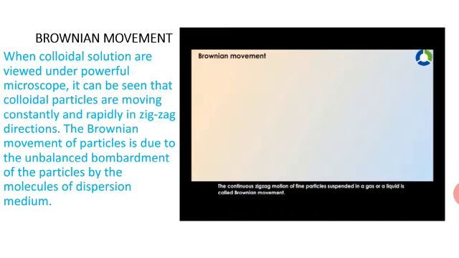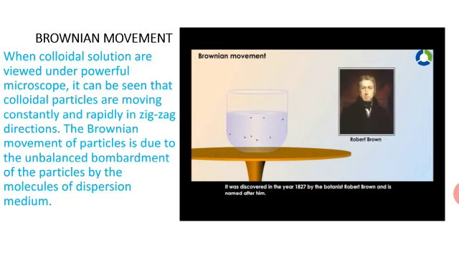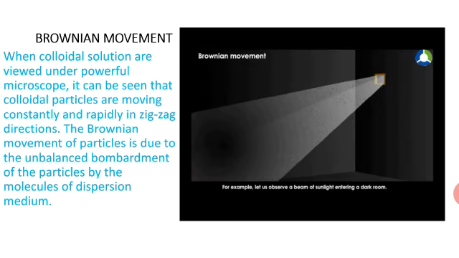Brownian movement. The continuous zigzag motion of fine particles suspended in a gas or a liquid is called Brownian movement. It was discovered in the year 1827 by the botanist Robert Brown and is named after him. For example, let us observe a beam of sunlight entering a dark room. You will find that the dust particles are constantly moving in a haphazard manner.